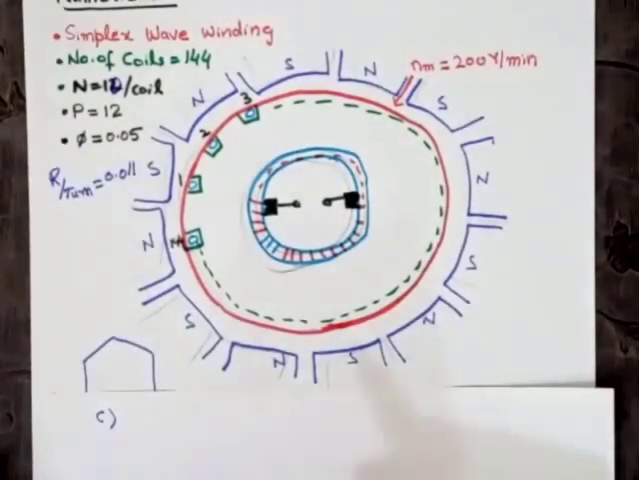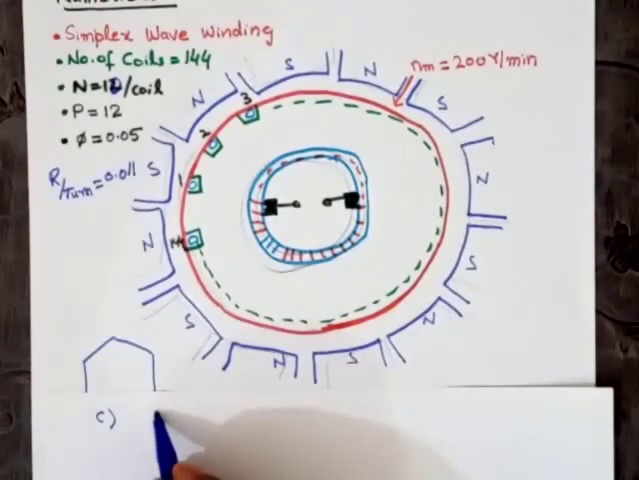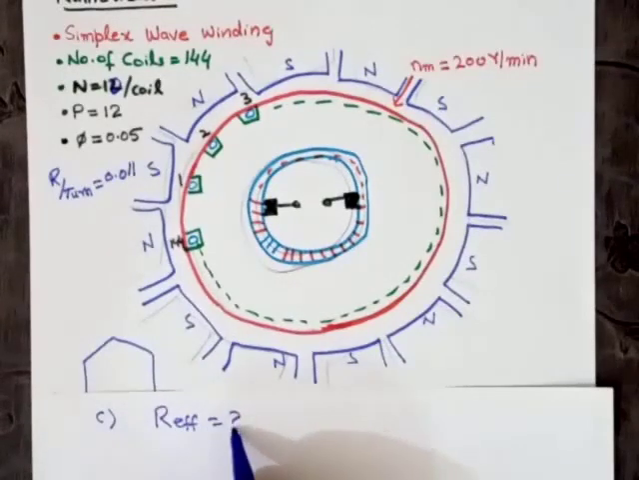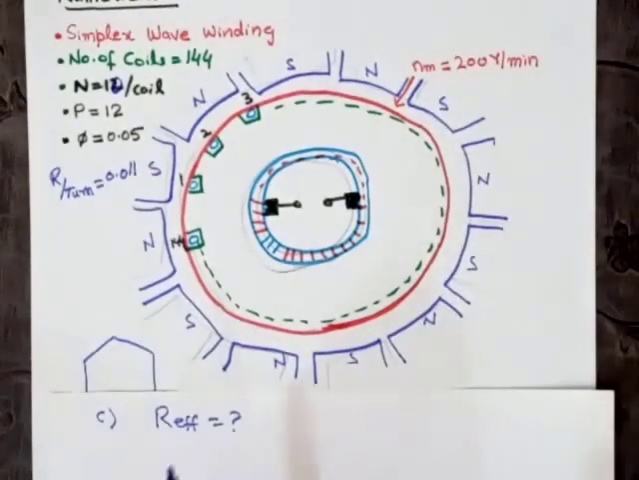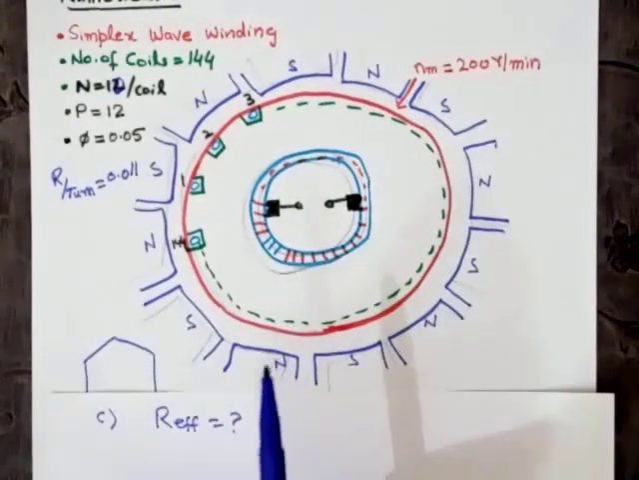Now we will solve part C. What is the effective armature resistance of this machine? That is, what is the value of R effective? That is, we will find the value of effective resistance of this machine.